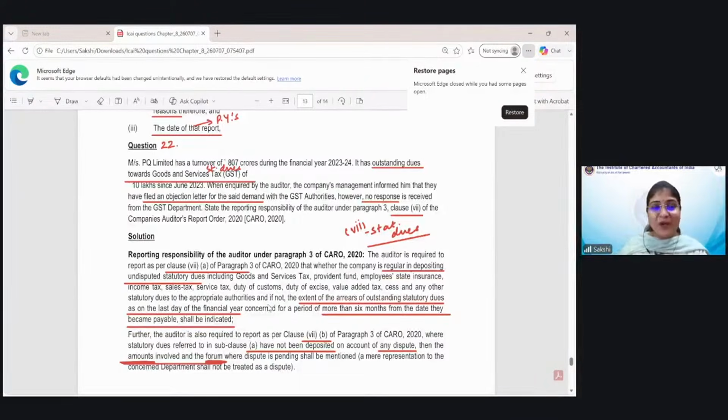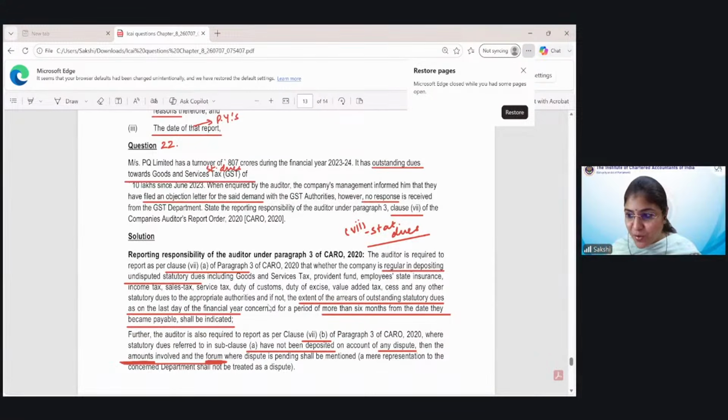Okay. So what is the question about? Are you able to understand? It is with regard to the pending statutory dues. So you have to tell what was the extent of the arrear outstanding, whether it is outstanding for more than 6 months or not. Okay. And also if there is any dispute and you haven't deposited the undisputed amount, then the amount involved and the forum involved. This is what you have to remember here, isn't it?